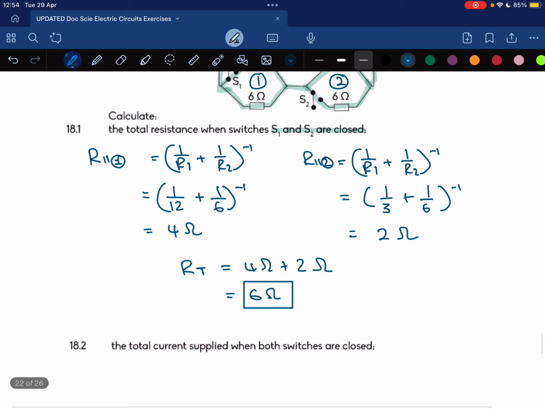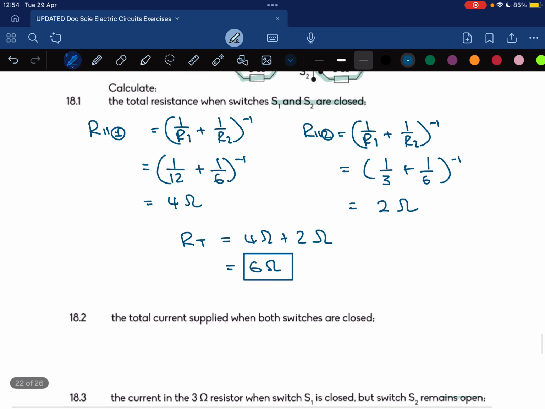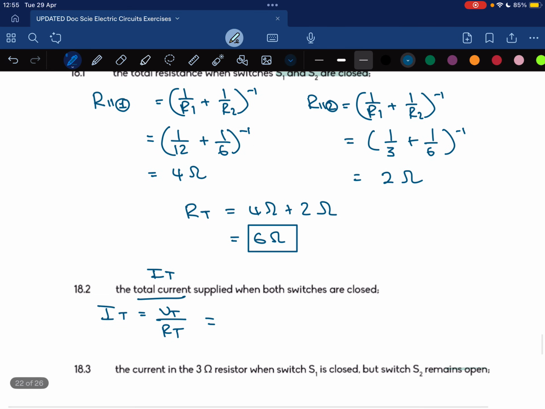Then it says, what is the total current when both are closed? So if I want total current, I can start with Ohm's law and say, well, I total is equal to V total divided by R total. Now V total, I already know, that gave me was 12 volts. R total, I just calculated to be 6, so the total current is 2 amps.